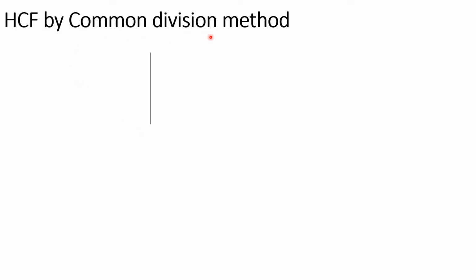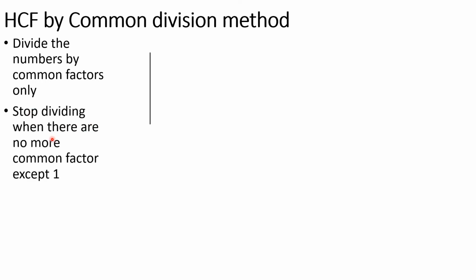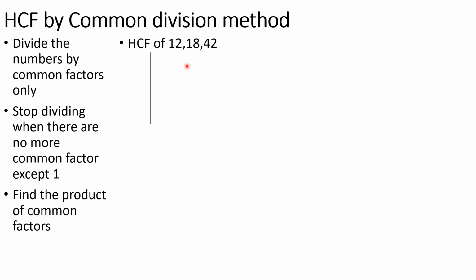HCF by common division method. First step is divide the numbers by common factors only. Then stop dividing when there are no more common factors except 1. Find the product of the common factors, that is your HCF. So just see how we can do this. HCF of 12, 18, 42.